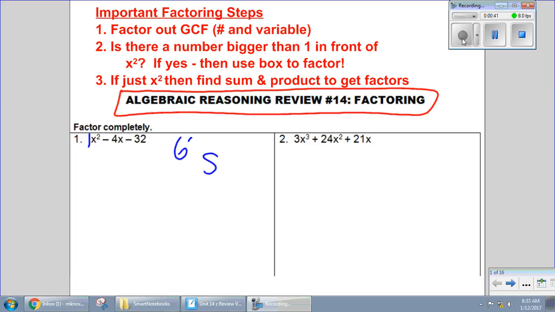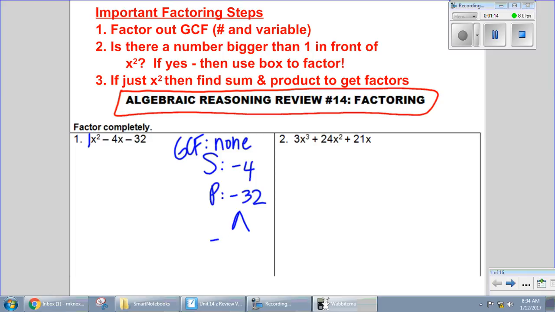There's no GCF. My sum is -4. My product is -32. Remember you can look on your calculator, and if you get stuck with finding the factors, you can use your calculator and do -32 divided by x, and then go to second graph. The factors here that work out are going to be -8 and 4. So I'm going to fill out my parentheses, x minus 8 and x plus 4.